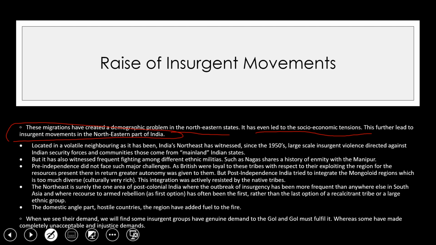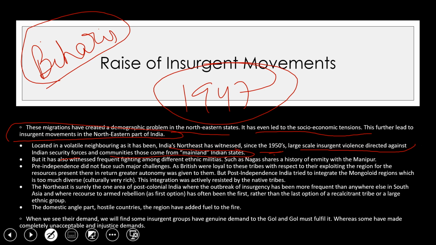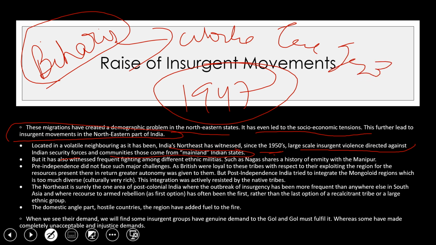Located in a volatile neighborhood, India's northeast has witnessed, since the 1950s, just after independence, illegal migrants coming into the northeastern states. The Northeast has witnessed in the 1950s large-scale insurgent violence directed against the Indian security forces and the communities who come from mainland India. Many times Biharis were attacked in the eastern states as they were working in the tea gardens, and ultimately they were treated as outside migrants, because they were not from the eastern part of the country, and many times they were killed. Too much conflict has happened. Sometimes Biharis are being killed in Assam regions.